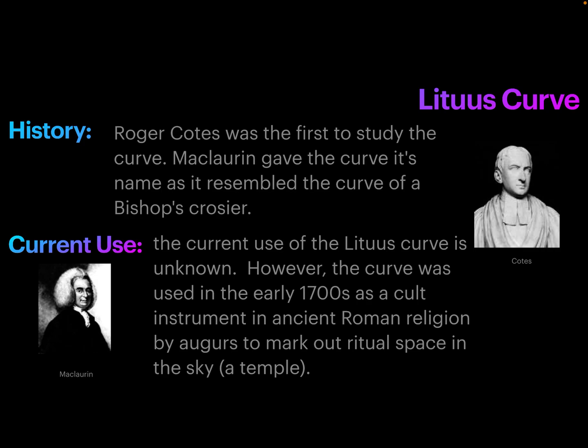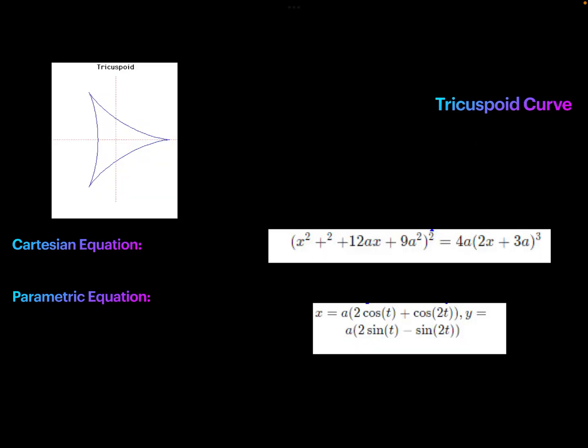The original use of the Lituus curve was as a cult instrument in ancient Roman religion by augurs to mark out ritual space in the sky. The current use of the curve is unknown.